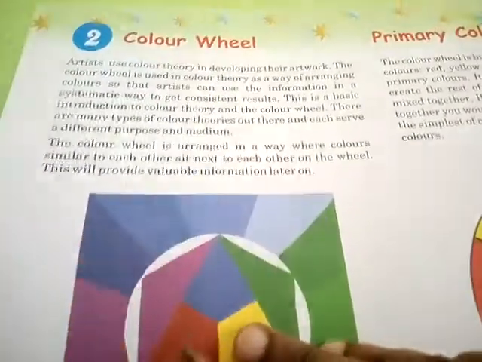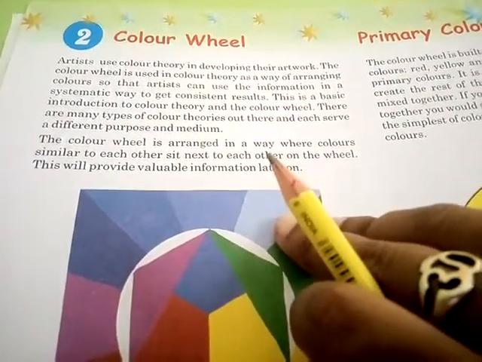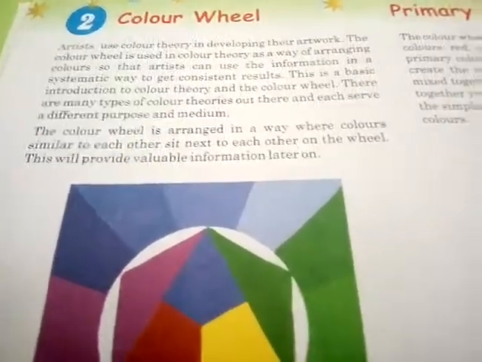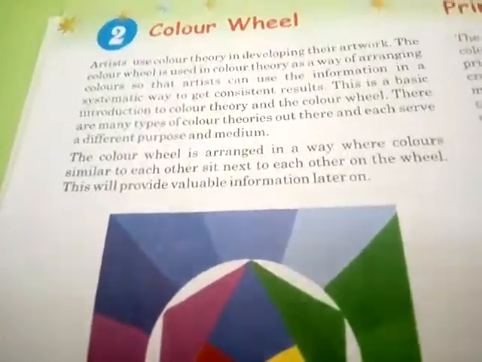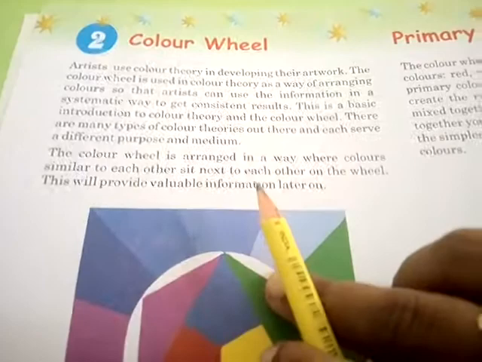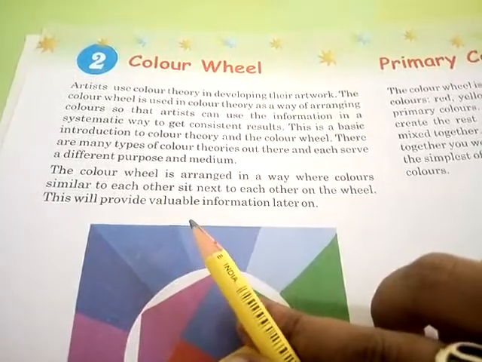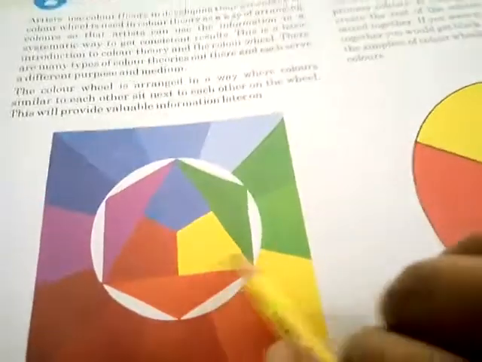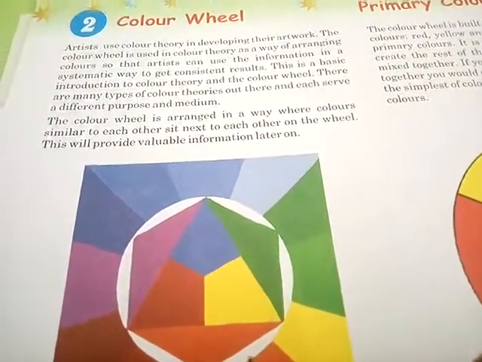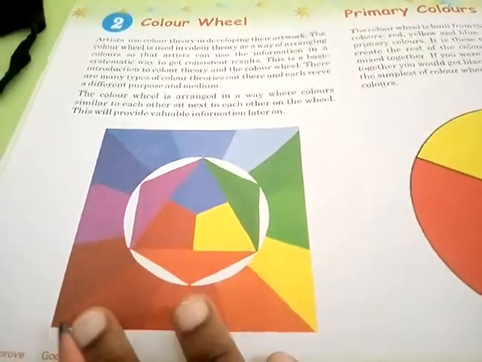Okay, now before you learn these colors, right? There are many types of color theories out there. Each serves a different purpose and medium. The color wheel is arranged in a way where colors that are similar to each other sit next to each other on the wheel. Okay, then this will provide valuable information later on. So first, see, this is the color wheel, right?